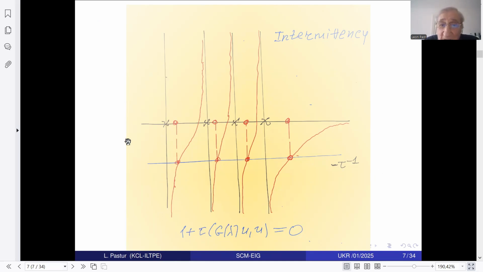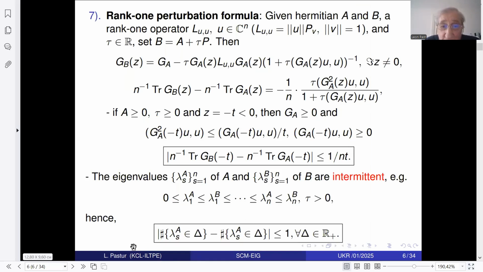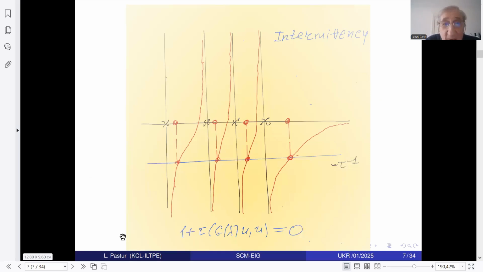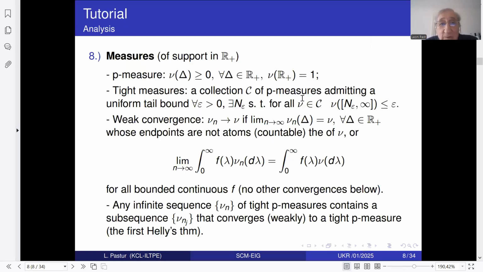And from that, you immediately derive the formula, which I am going to use heavily also, that if you do a rank 1 perturbation of any Hermitian matrix, the number of eigenvalues which fall in any interval differs at most by 1.